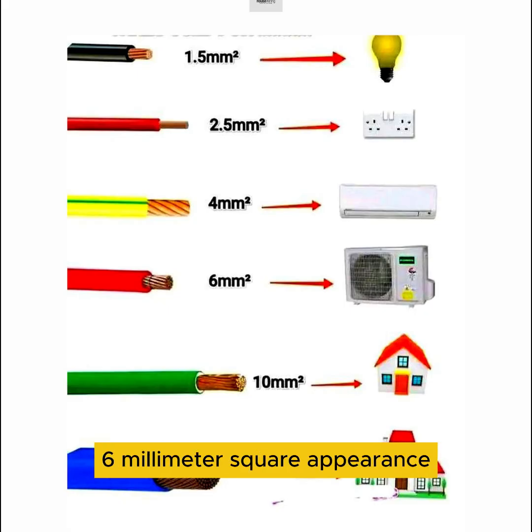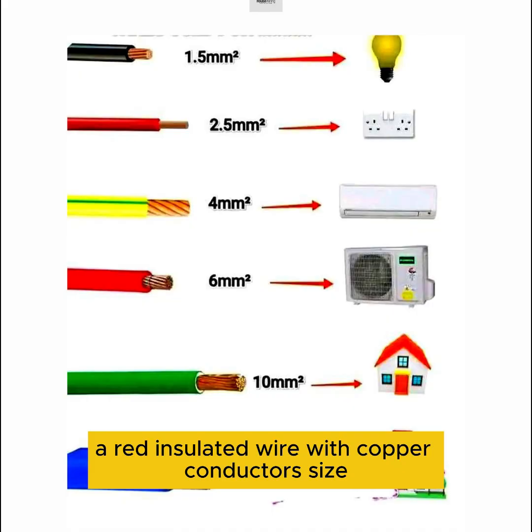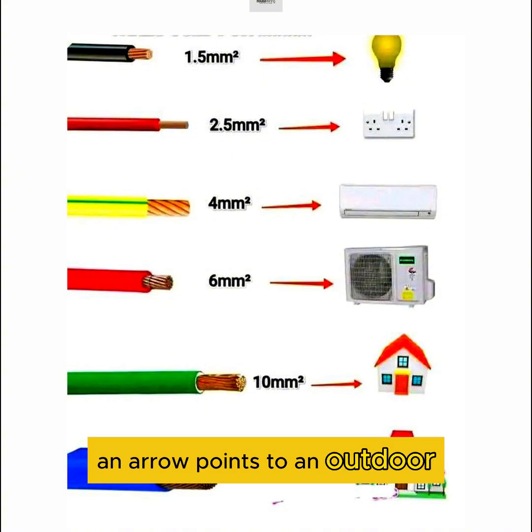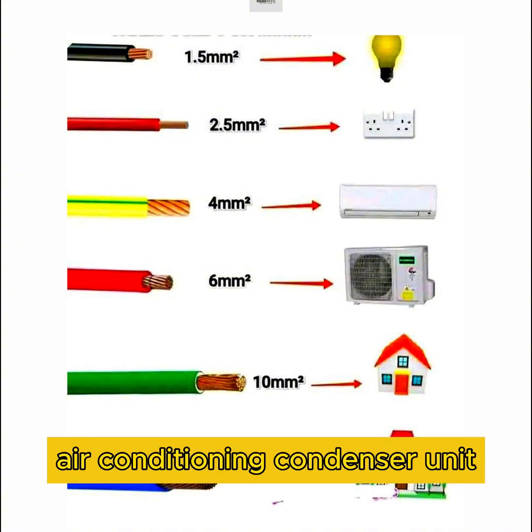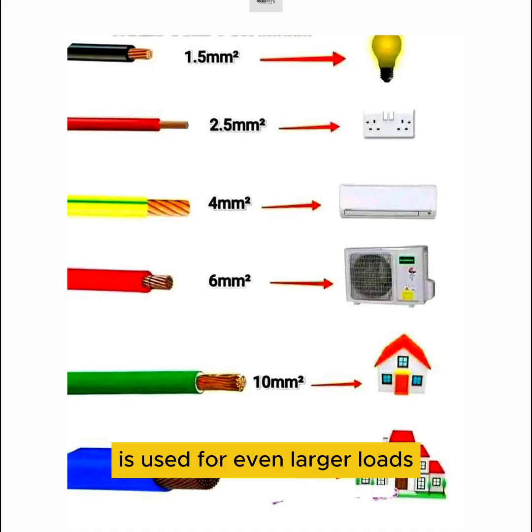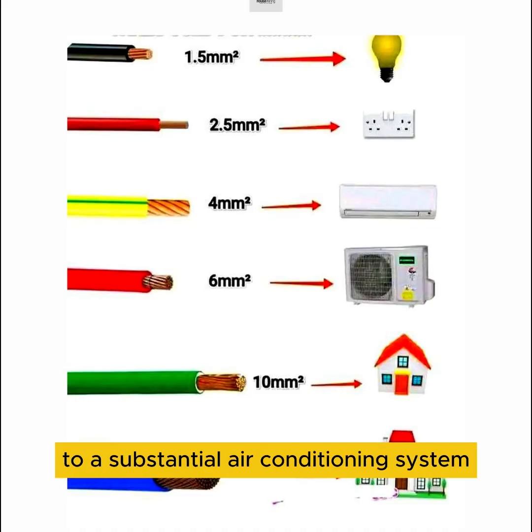Red wire, 6 millimeter square. Appearance: a red insulated wire with copper conductors. Size: 6 millimeter square. Application: an arrow points to an outdoor air conditioning condenser unit. This indicates that 6 millimeter square wire is used for even larger loads, such as the main power supply to a substantial air conditioning system.